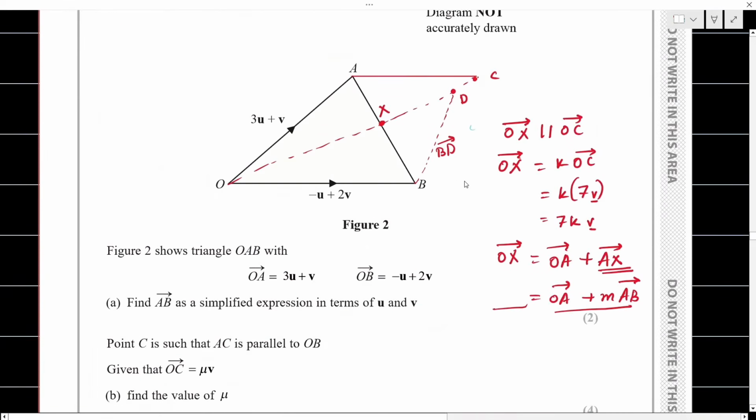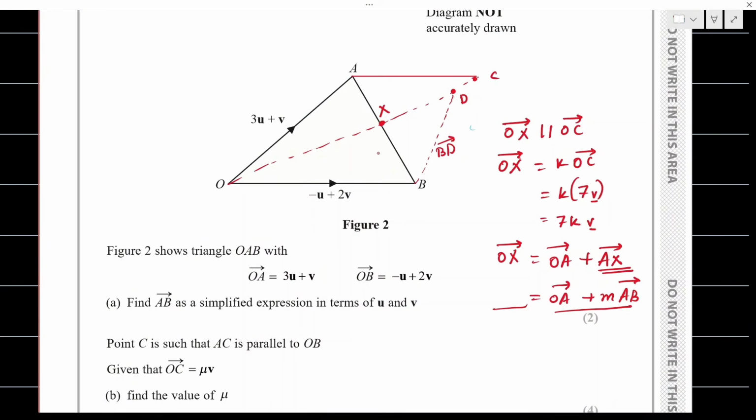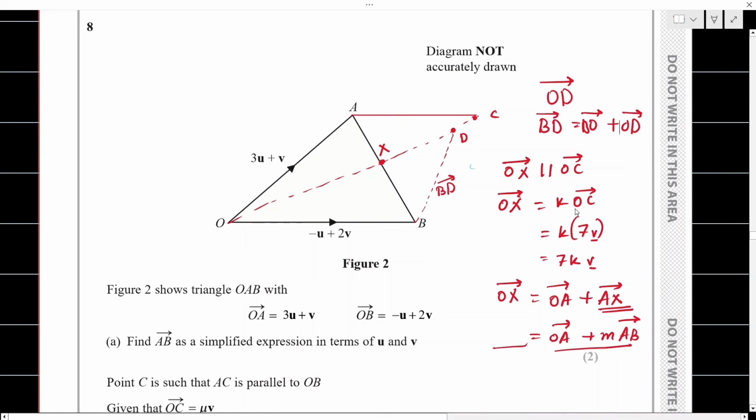In order to find the value of the BD vector, I need to know another vector. As we know the vector OX, I can try and find the vector OD. If I find the vector OD, I can use the vector OB to find the vector BD. We know that BD is equal to BO and OD. So if we use the vector OB and the vector OD, we can find the vector BD. So if we find the value of OD, we can easily find the value of BD.